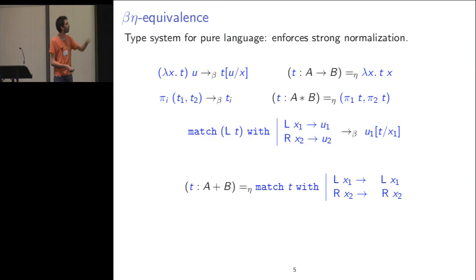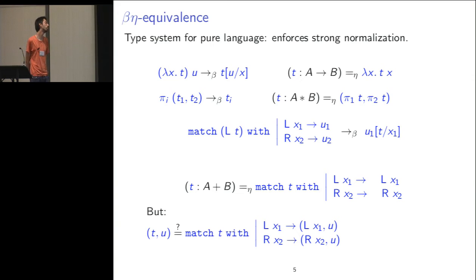And this eta rule tells you that the sum t is equal to matching on t, in the left case returning left, in the right case returning right. In fact, this last rule is what we call the weak eta rule. It's not strong enough. For example, you cannot prove this. That is a valid equality.